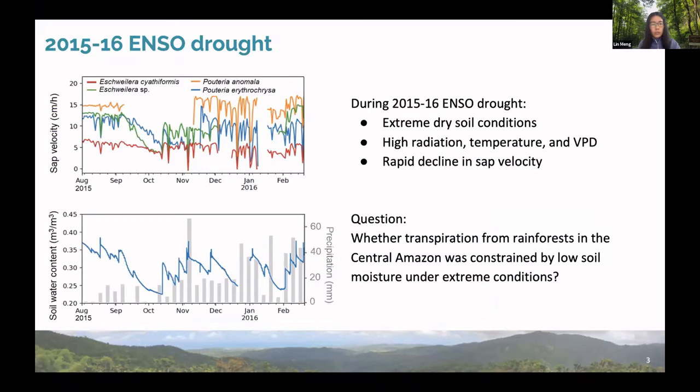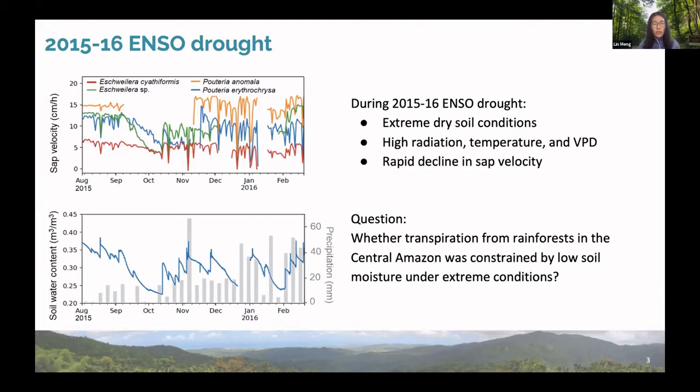So this 2015-16 drought provides us a great opportunity to look at these questions. During this drought, we have extreme dry soil, shown by this blue line, and we have very high radiation, temperature, and VPD. We also have observations of sap velocity, which is a good indicator of plant water status. You can see there's a rapid decline in sap velocity during September-October in 2015.